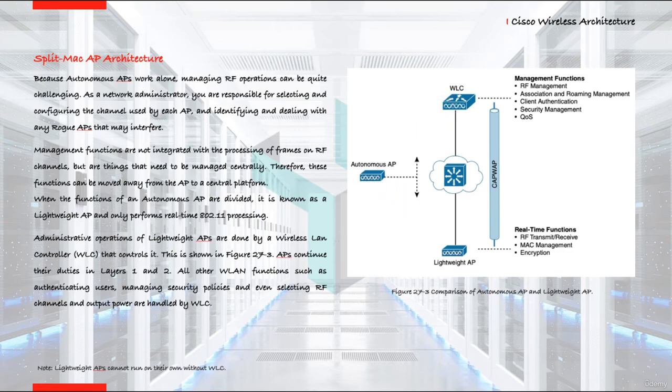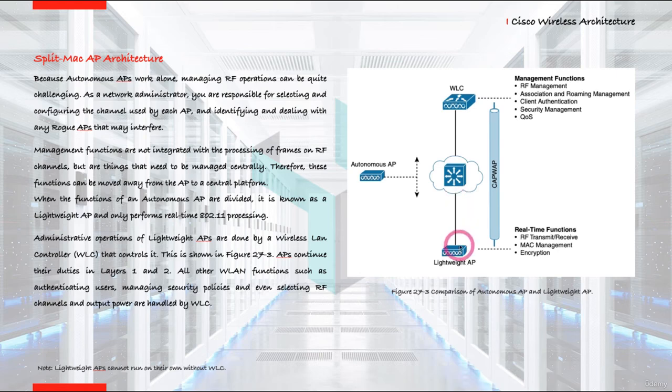In the split MAC architecture, we take the administrative features on the autonomous access point and make the wireless LAN controller do it. Other real-time functions continue to be done on the access point itself, and since we give the administrative features of the autonomous access point to the wireless LAN controller, we call the access points here lightweight access points. This access point performs functions such as RF sending and receiving, MAC address management and encryption on its own, and the rest of the features are done on the wireless LAN controller. Here, we make the port between the access point and the switch access instead of the trunk.